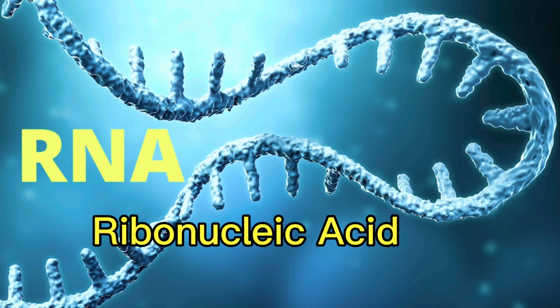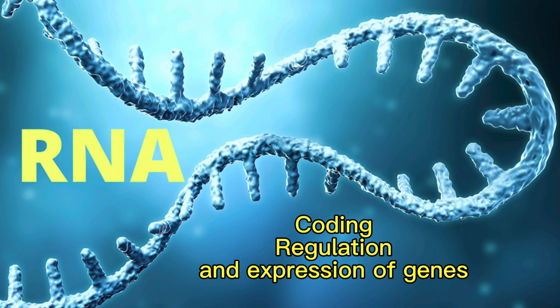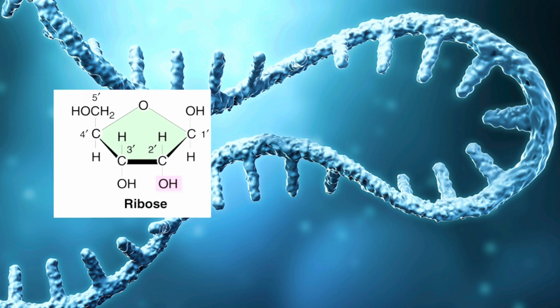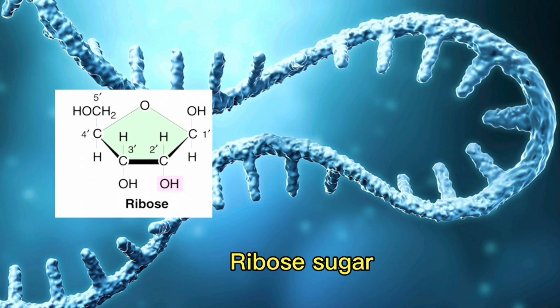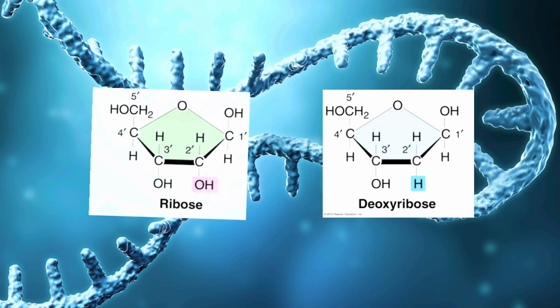RNA, or ribonucleic acid, is a polymeric molecule essential in various biological roles in coding, regulation, and expression of genes. Each nucleotide in RNA contains ribose sugar, with carbon numbered 1 through 5. An important structural component of RNA that distinguishes it from DNA is the presence of a hydroxyl group at the 2 position of the ribose sugar. A base is attached to the 1 position.